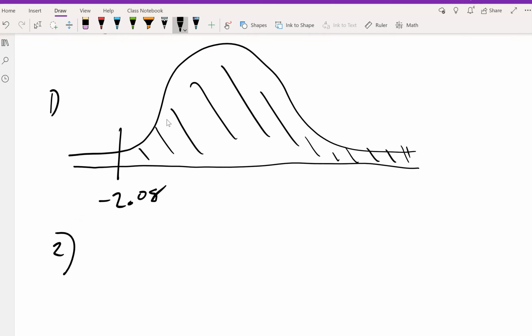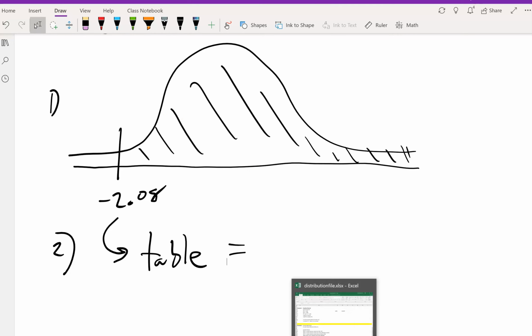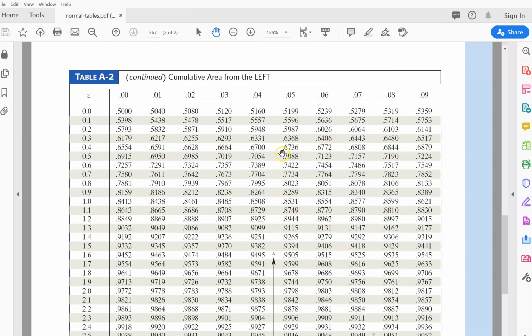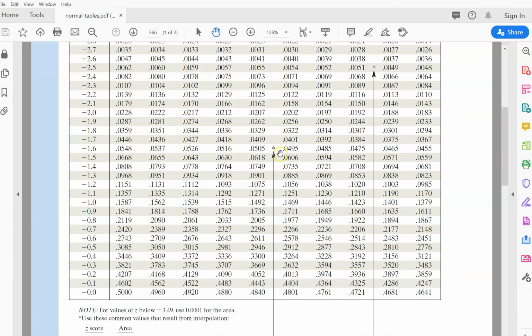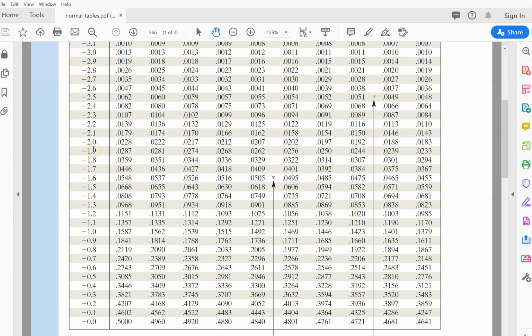Because when I go to the table, let's see what negative 2.08 gives to me in the table. So one more time, we go to the table, the negative side of the table. Negative 2.0, got it. Then I got to go across to 8. So if these go up by 0.01 each time, this would be negative 2.01, negative 2.02, 03, 04, 05, 06, 07, 08. This right here would represent negative 2.08 in the Z value. And the table value would be 0.0188.